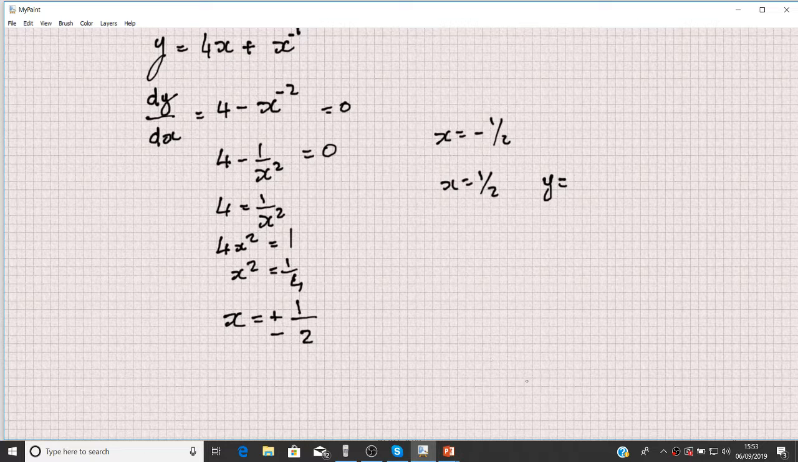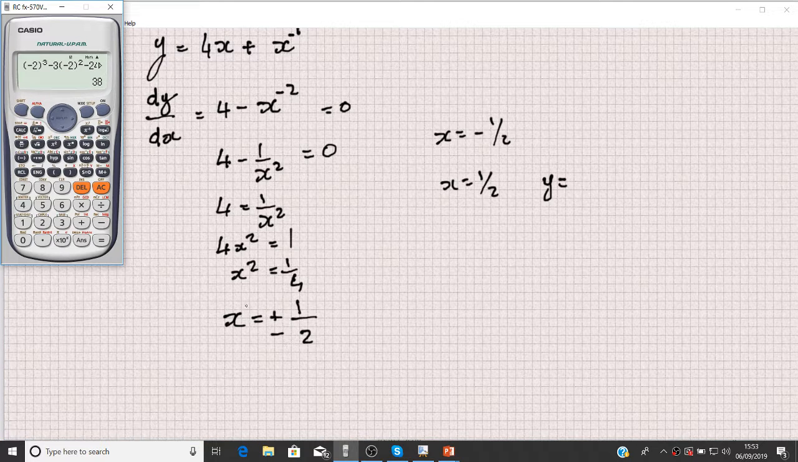I go back to the calculator and clear down what's on there. So we're looking to do 4 times a half, 4 times 1 over 2, plus open bracket 1 over 2 close bracket raised to the power of minus 1. So that's just substituting the positive value of a half for x, and we get y equals 4.